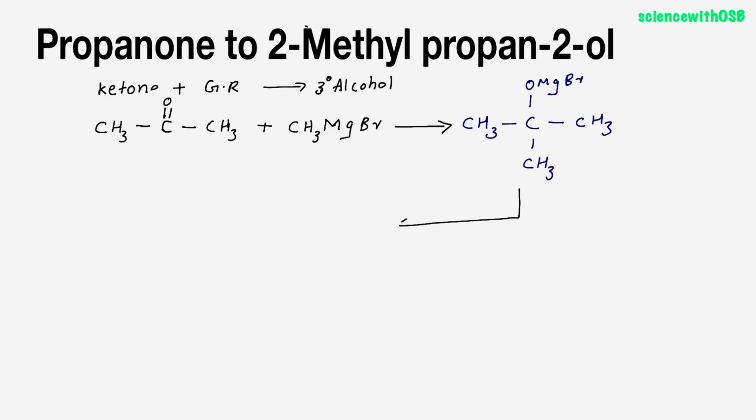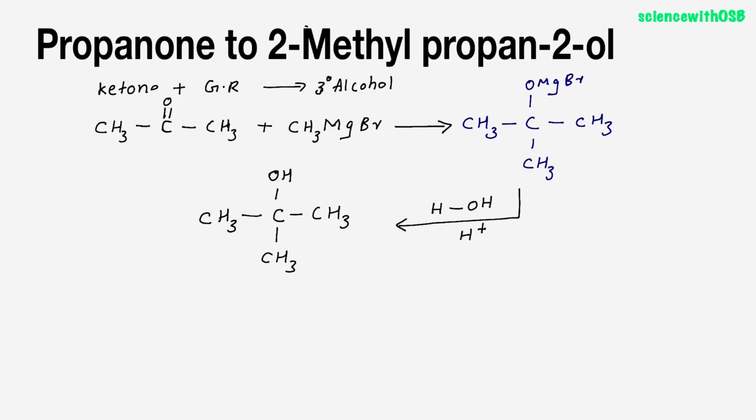Now what is the final step? Addition of water in the presence of H plus. What is water? HOH. Now what is the product? You will be getting CH3, COH, CH3, CH3. That is the required answer, right? 2-methylpropan-2-ol.